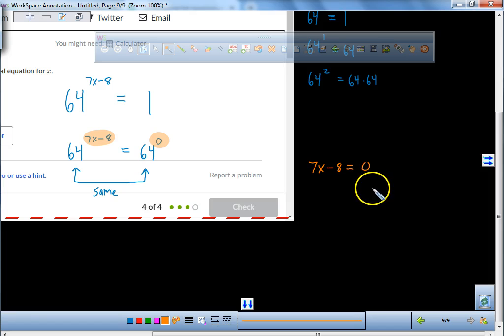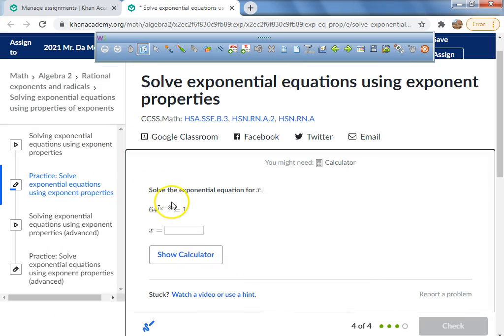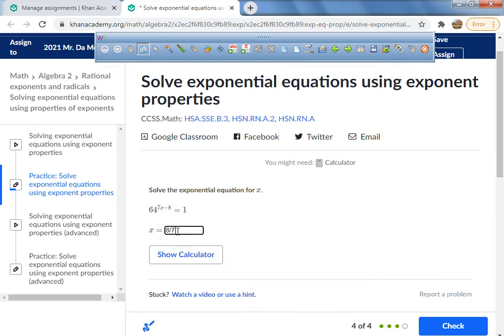So at this point, we have to go back to our Algebra 1 knowledge of solving for x. So how do we solve for x? It's very, very easy. We just get all the x's on one side and all the numbers on the other side. So we're left with 7x equals 8. Divide both sides by 7, and x equals 8 over 7. So what's my answer going to be for this particular problem? 8 over 7. That's what x has to be in order for 64 to this power to equal a 1. So I'll go over here, I'll type in an 8 divided by 7.